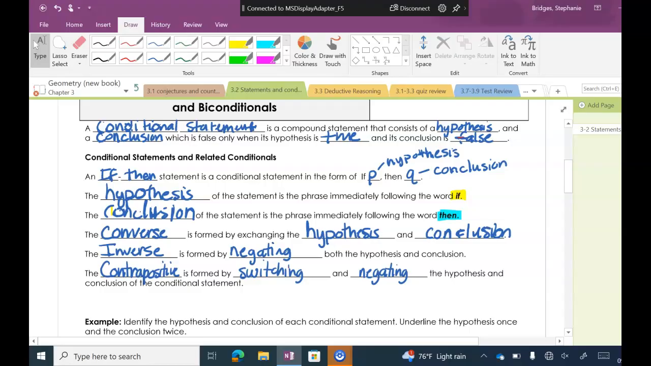And then we have our contrapositive. Sorry, we already did the converse. I meant our contrapositive, which is going to the original, switching and negating. So it's going to be if not Q, then not P. Okay. And we'll, again, look at what that looks like in words here in a little bit. But this is just getting us set up.